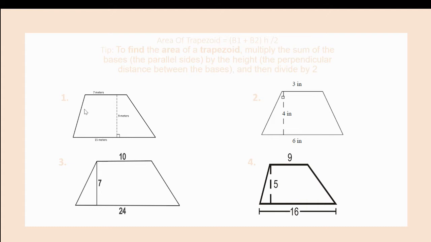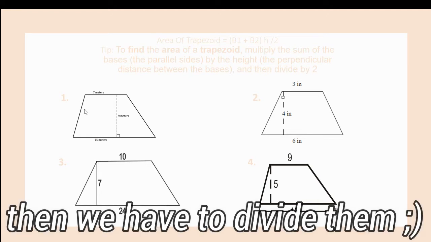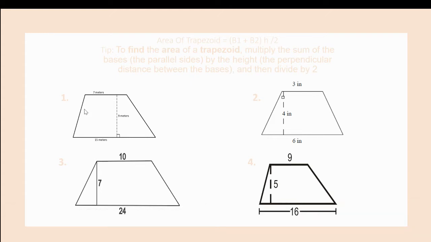Then you have to add base 1 with base 2. Then you multiply by the height, which is the perpendicular distance between the bases. So the height is always the perpendicular distance between base 1 and base 2. First you add base 1 plus base 2, then multiply it by the height, and then finally divide it by 2. So let's go ahead and solve the questions.